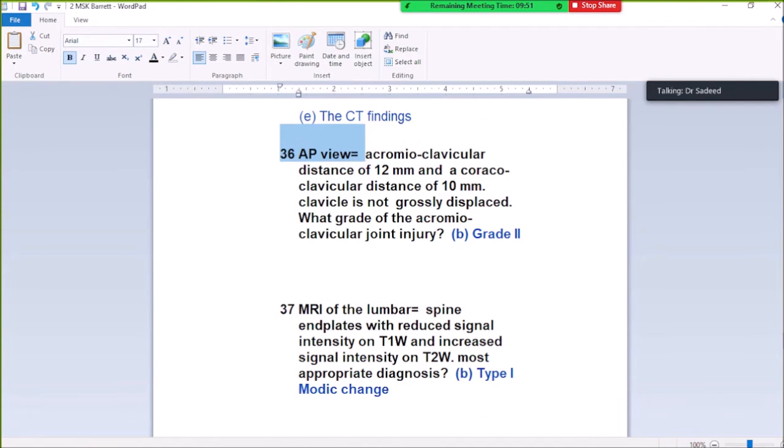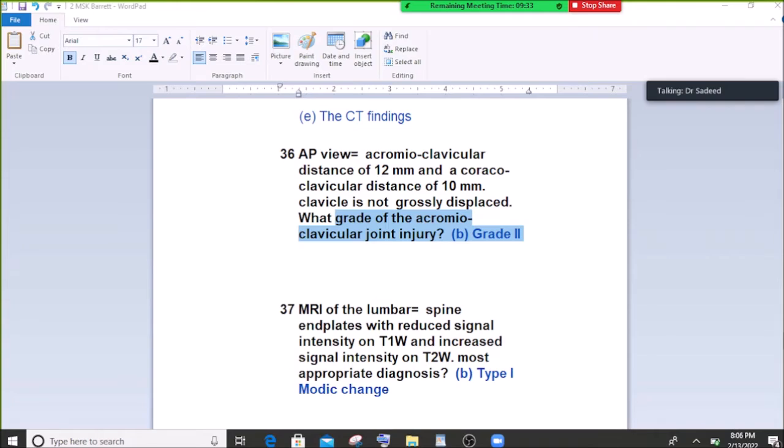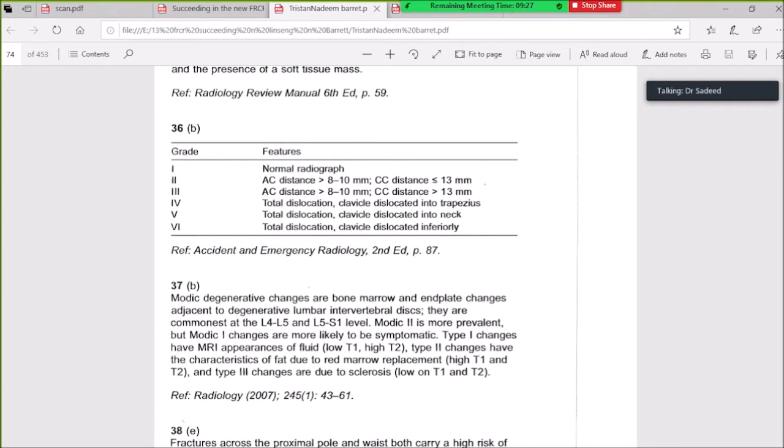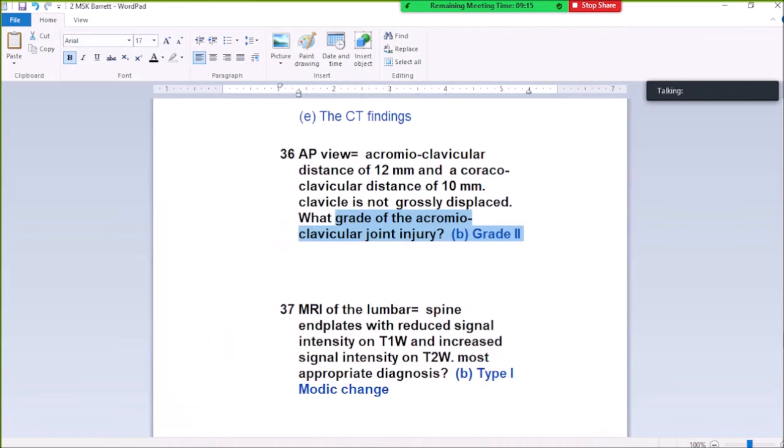36. AP view shows an acromioclavicular joint distance of 12 mm and coracoclavicular distance of 10 mm. The clavicle is not grossly displaced. What grade of acromioclavicular joint injury is this? Grade 2. So the grade of acromioclavicular joint injury is grade 2. These are the grades of acromioclavicular joint injury. Grade 1 is normal radiograph, and grade 2 is an acromioclavicular distance of greater than 8 to 10 mm.